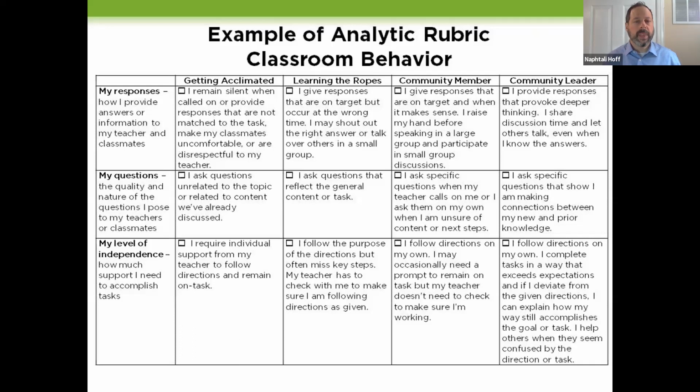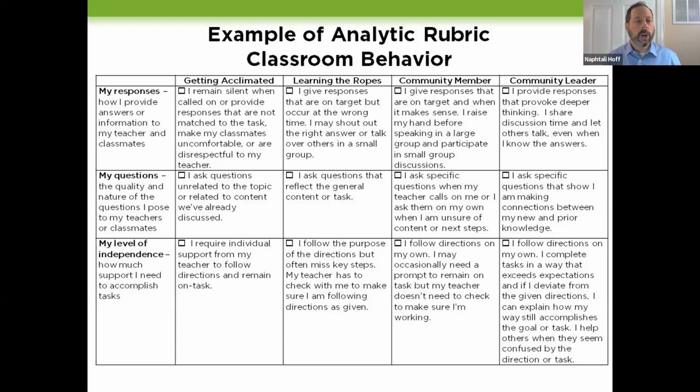It so happens that this particular rubric does not attach numbers or levels. It uses words that we could understand as a progression. You know, if you move from left to right at the top, getting acclimated is the lowest level and community leader is the highest level. There happens to be no point system attached, but you can imagine getting acclimated maybe being a 1, learning the ropes 2, community member 3, and community leader 4. I hope that this is making some sense to you.